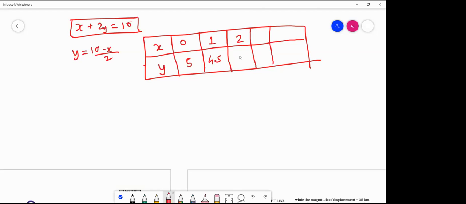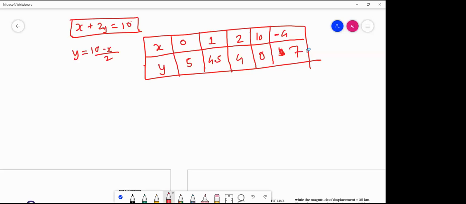If I take x equal to 2, it will become 10 minus 2, 8 by 2, 4. If I take x equal to 10, this will be 10 minus 10, 0, 0 upon 2, 0. If I take x equal to 4, then 10 minus 4, 6, 6 upon 2, 3. I can even take negative values. If I take minus 4, it will be 10 minus minus 4, that is 10 plus 4, 14, 14 upon 2, 7. So you can see I can take any values.